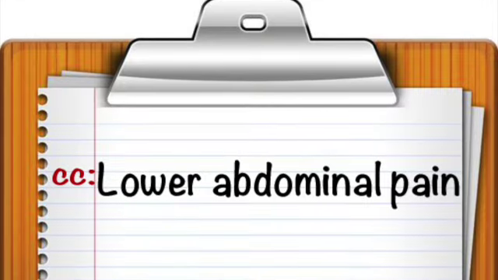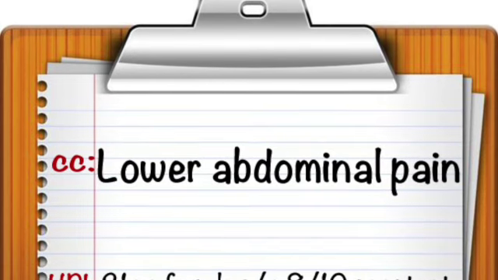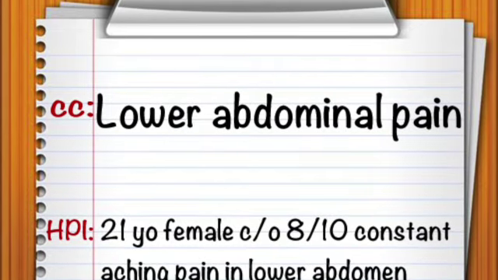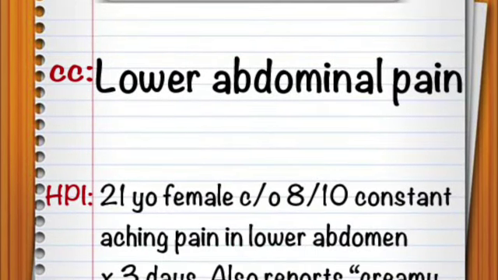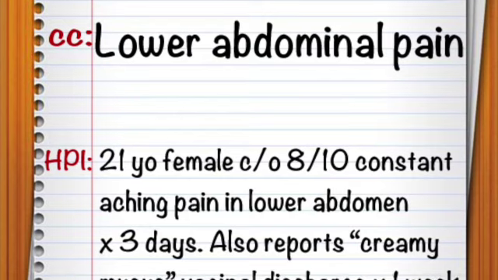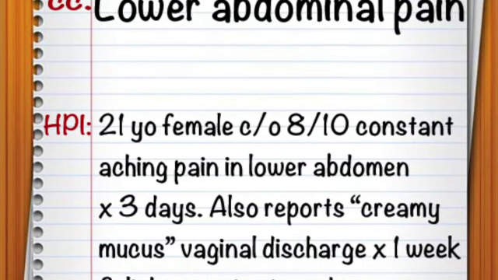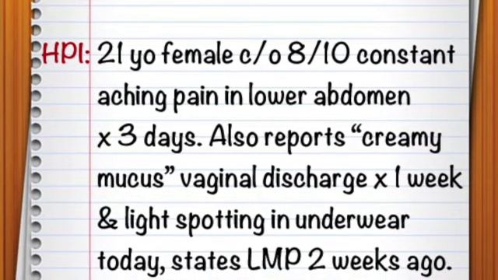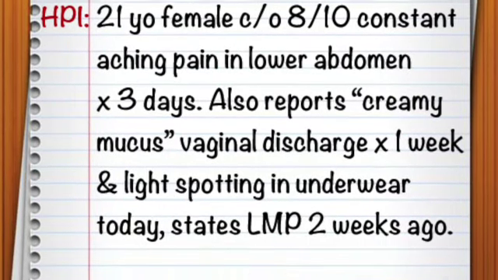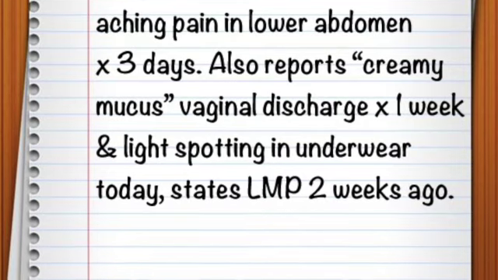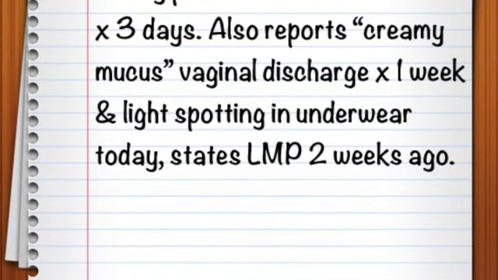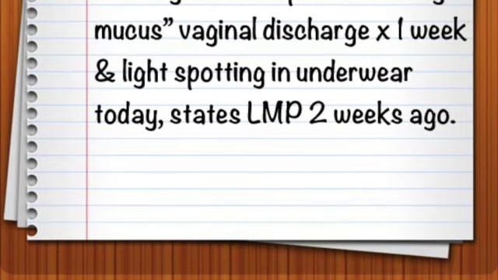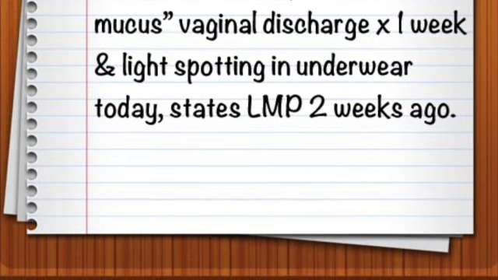Good morning. Today, our first patient is a walk-in complaining of lower abdominal pain. She is a 21-year-old female complaining of 8 out of 10 constant aching pain in her lower abdomen for 3 days. She also said she has had different vaginal discharge since last week. She described it as creamy mucus. She also reports light spotting in her underwear today, which prompted her to come in since she had her period 2 weeks ago and she's on the birth control pill.